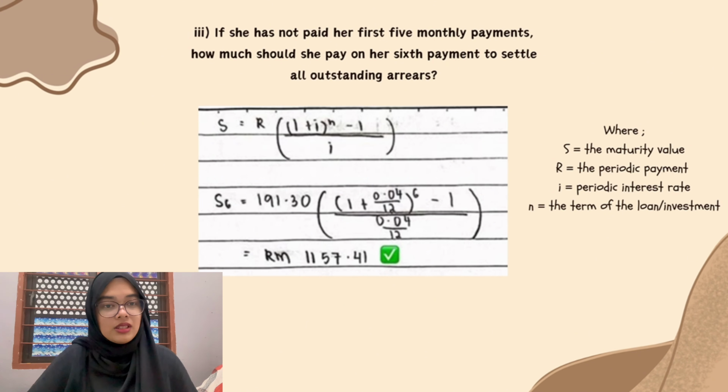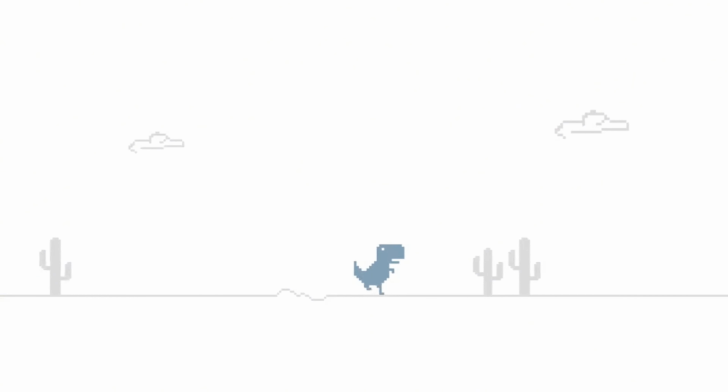Let's put all of the information in the formula S. So R is 191.30 in bracket 1 plus 0.04 per 12 close bracket to the power of 6 minus 1 division 0.04 per 12 close bracket. We get the answer is RM 1157.41.